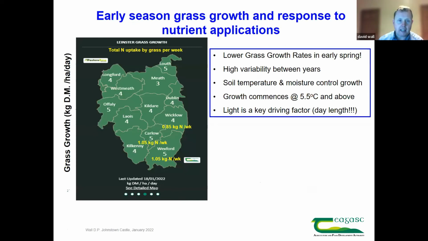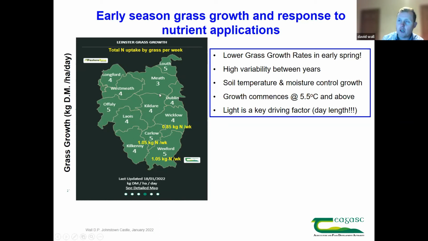Just to bring you back to the pasture base side of the house and grass growth levels. Each week the grass growth levels are put out there on the pasture base figure or in the Farmer's Journal or elsewhere. And you can see there that currently in Wexford, Wicklow and Carlow, we have low levels of growth, somewhere between 4 and 5 kilos of dry matter per hectare per day.